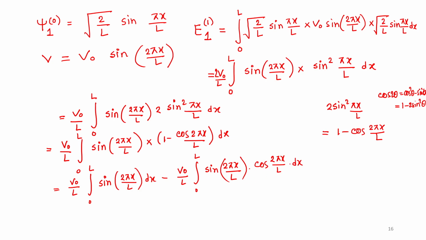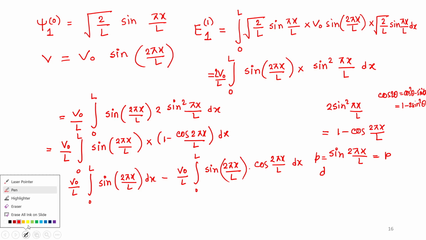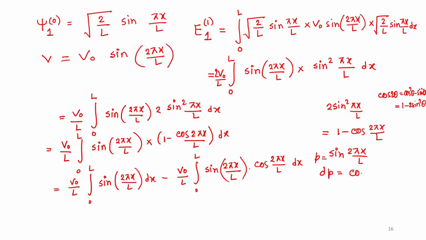So what I will do here, I can do it in multiple ways. See, if I take sine 2 pi x by L as P, or P equals sine 2 pi x by L, like that, and then my dP is going to be, obviously I have something outside, that L by 2 pi.